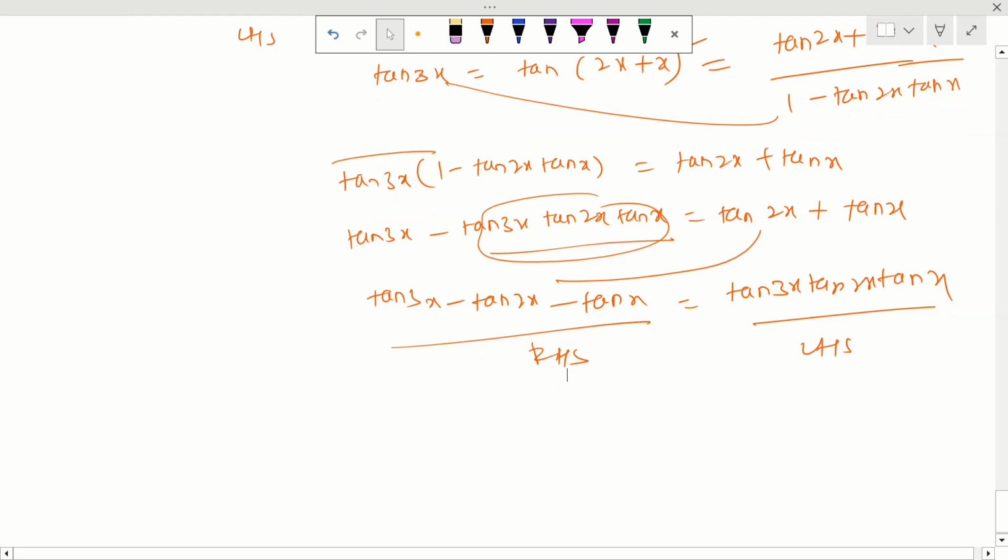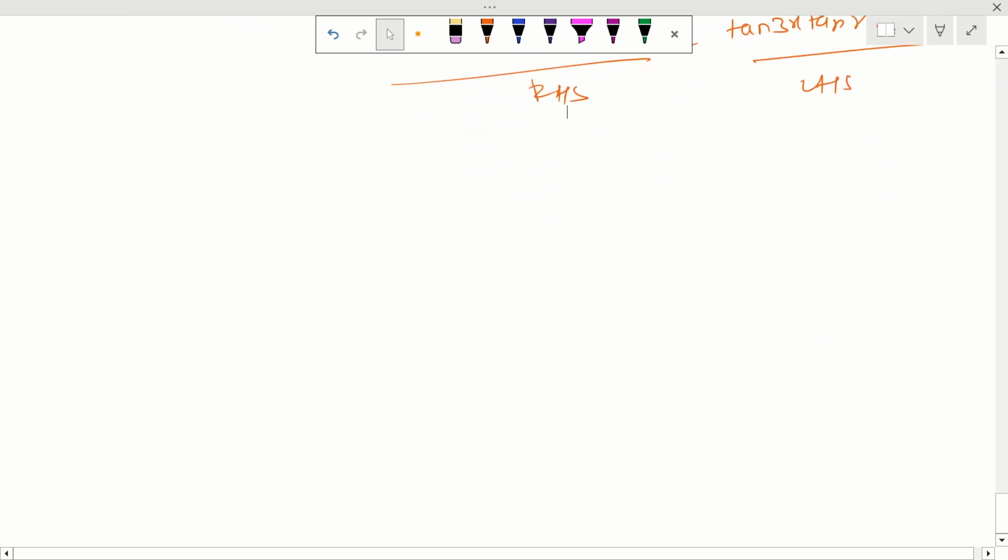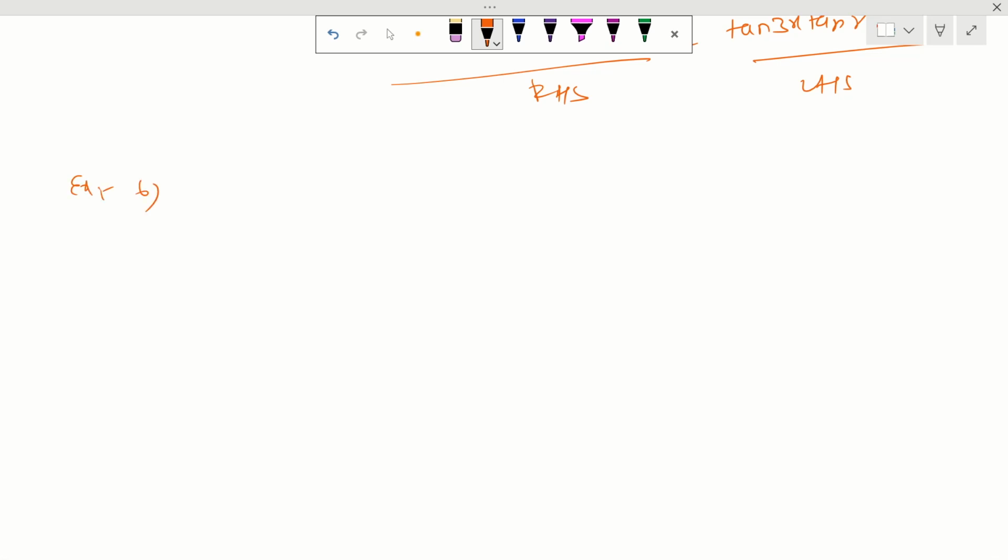Now we go to another example, that is example number 6. We have to prove here that cos of pi by 4 plus x plus cos of pi by 4 minus x is equal to root 2 cos x.